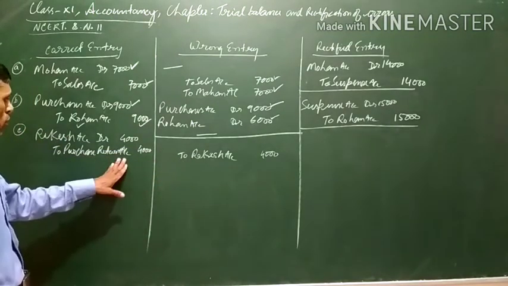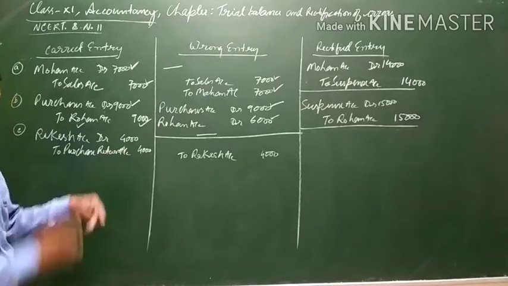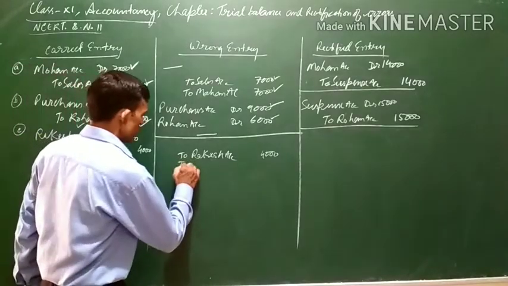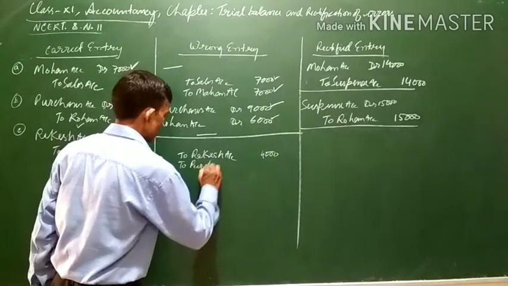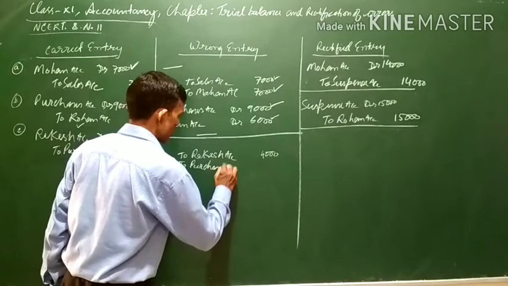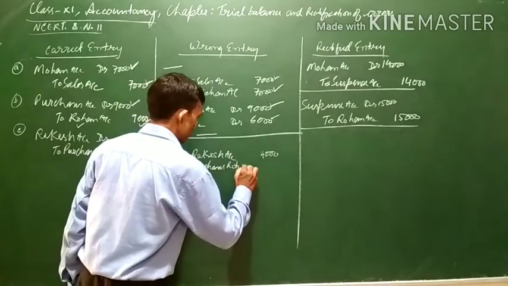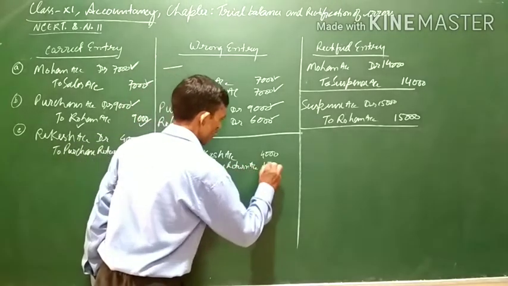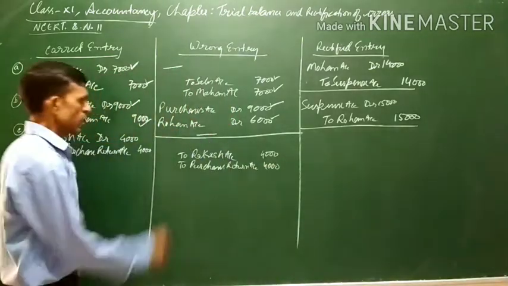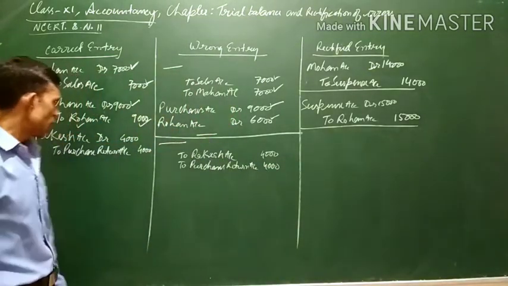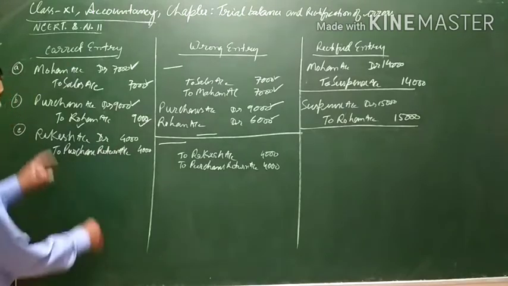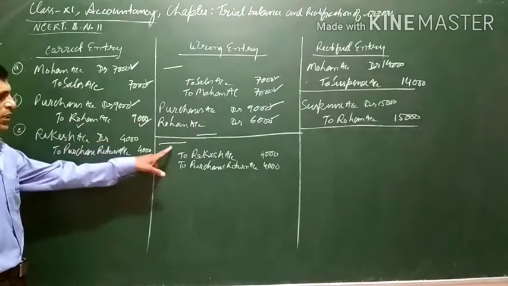But there is nothing wrong in the purchase return. It was correctly recorded. There is nothing wrong in recording the purchase return account. 4,000. There is no debit here. Now you can see what the correct entry is. Rakesh's account should have been debited. It has not been debited.